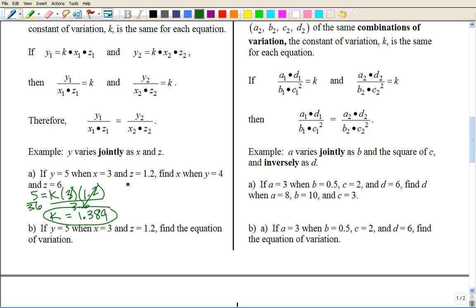So find x when y equals 4 and z equals 6. So if y is 4, now we know k is that 1.389. We're looking for x, and z is 6. So to solve for x, we need to divide by whatever 6 times 1.389 is. And that turns out to be 8.334. So that cancels out, and we'll divide that on both sides. So then we'll find out that x equals 0.480.